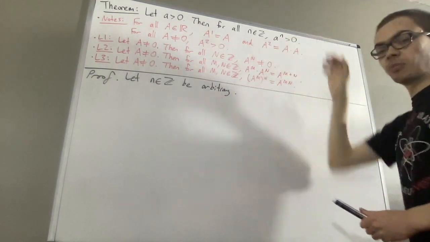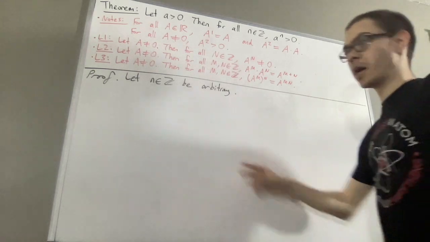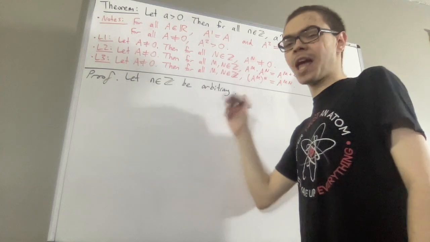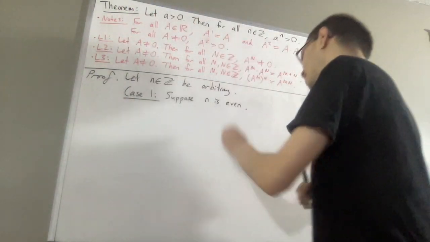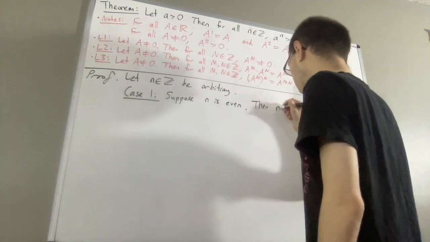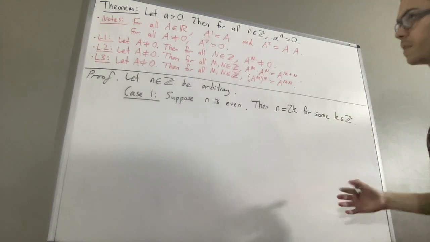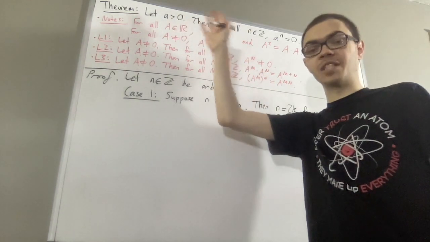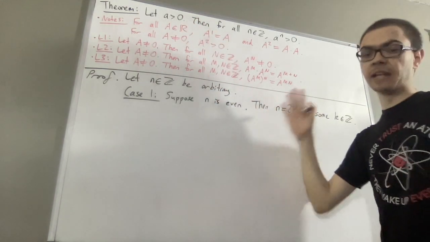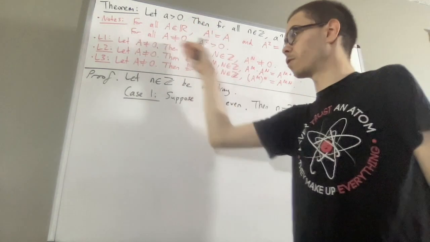And to show this, we're going to split this up into two cases. Either n is even or n is odd. Let's start with the case where n is even. Well then, n is equal to 2k for some integer k. Now, since a is a non-zero real number, we know a to the power of k is a non-zero real number, according to our first result.